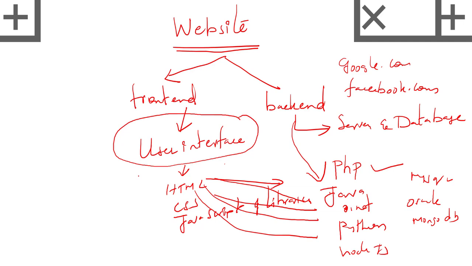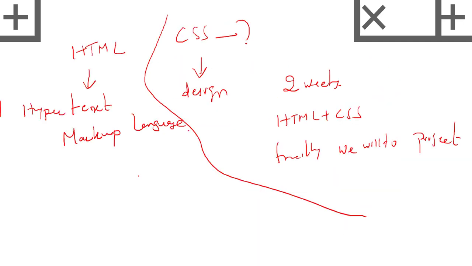Now you got the importance of HTML. If you're a PHP developer, you need HTML. Java developer, HTML. Python, HTML. .NET, HTML. Node.js, HTML. If you see full stack developers, there is a lot of demand for them.